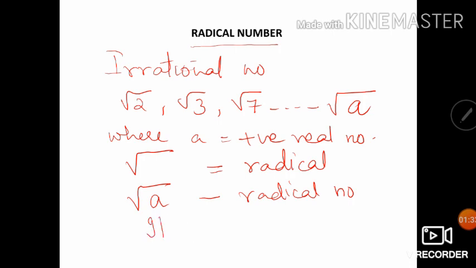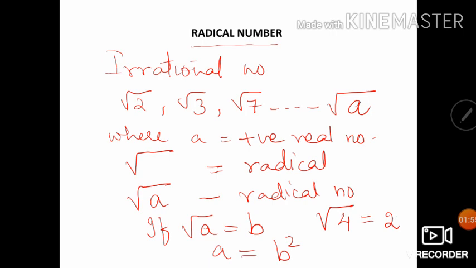If root a is equal to b, then we can write that a is equal to b square. You can check using an example. Root 4 is equal to 2. Then 4 can be written as 2 square.